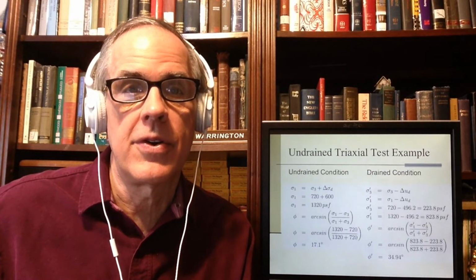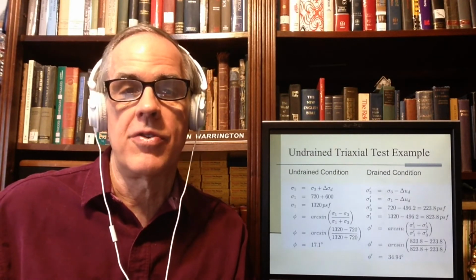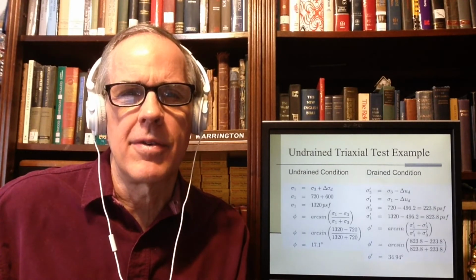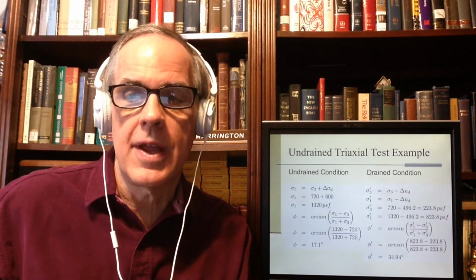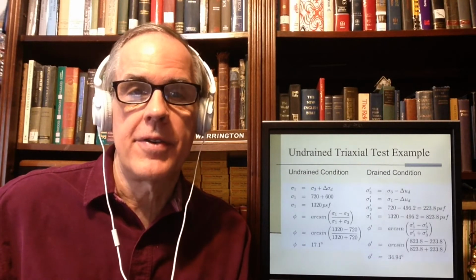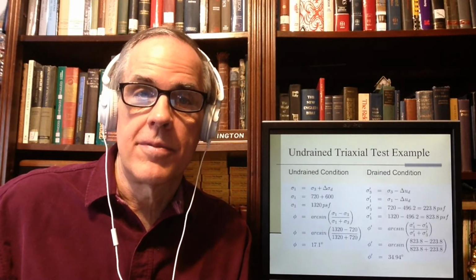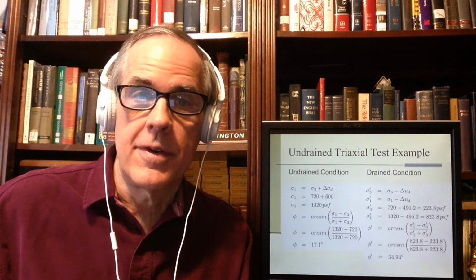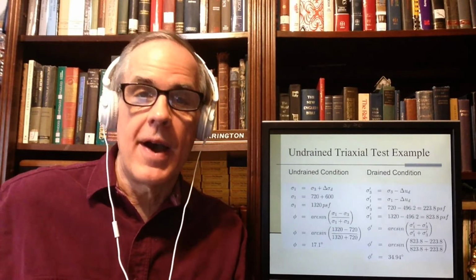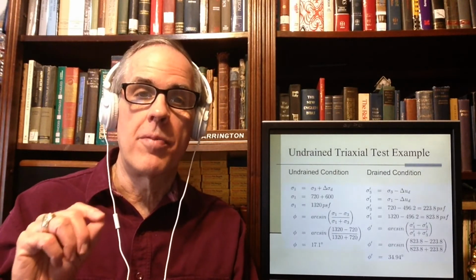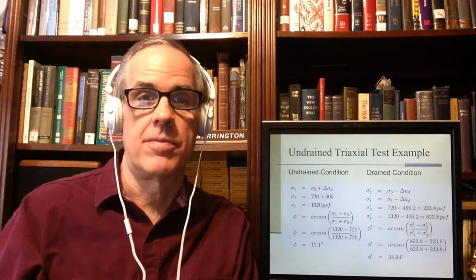Okay, with that in mind, I then turn around and do the drained condition. What's different about the drained condition? The drained condition means that effective stress, remember, is total stress minus pore water pressure. So what I want to do is compute the effective confining stress and the effective failure stress. And I do that simply by subtracting the pore water pressure at failure from each. That's how I do it.